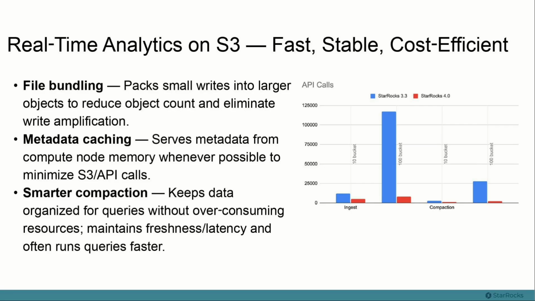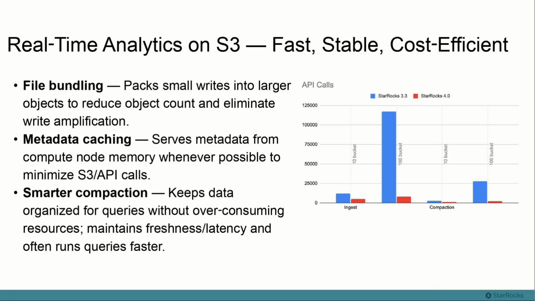Traditionally, a lot of write workloads result in all of these tiny fragmented files, and API costs go through the roof. So we've eliminated a lot of this with a few different features in 4.0. First one being file bundling. In file bundling, we're able to pack a lot of the smaller writes into larger objects to reduce the object count and eliminate a lot of the write amplification that you'll see when you're talking to S3.